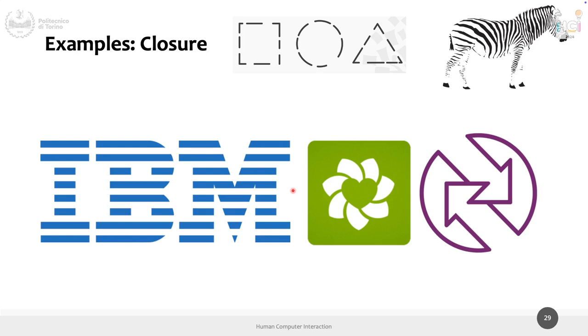Closure. Closure means that we try to fill up an image even when it's not filled up. So for instance here, what's the logo? IBM. But it's not solid letters, they are just lines made in a way that we reconstruct this as an I and this as a B, but it's not a real B, they are lines. It is our interpretation. If we don't know the Latin alphabet, we will not recognize this as a B.